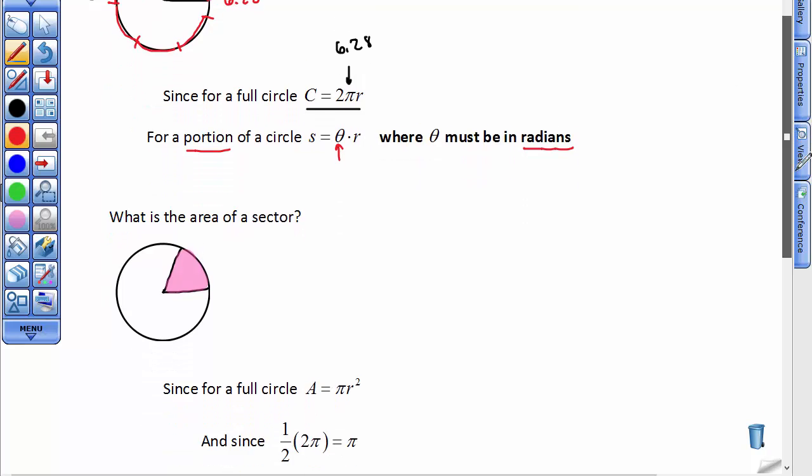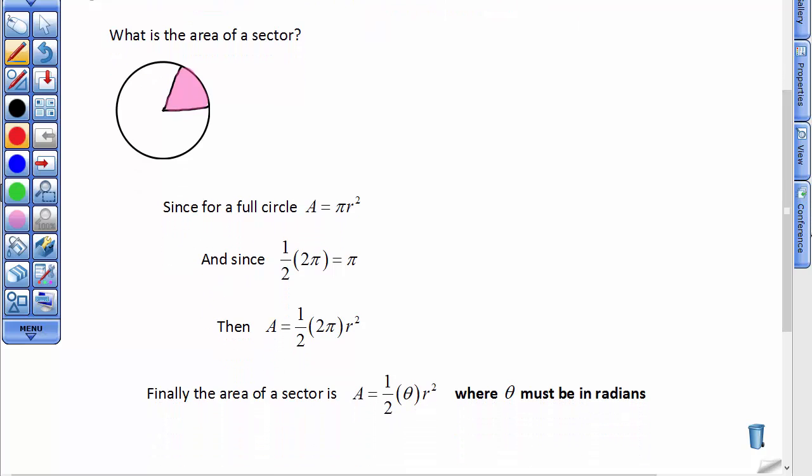The next one's a little bit harder. The area of a sector is developed from the formula A equals pi r squared. And what I've done here is I've typed a statement that's true: half of 2 pi is 1 pi. So you see the pi in this equation, pi r squared, here pi as well. I'm going to replace pi with half of 2 pi, 2 pi being the distance around the full circle.